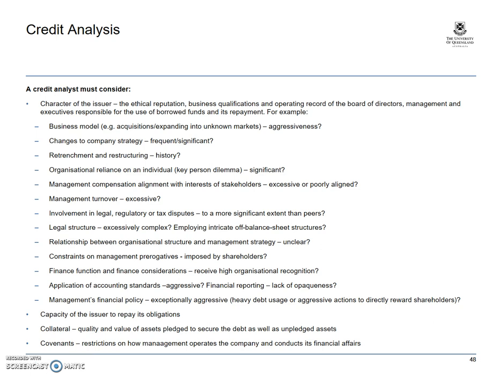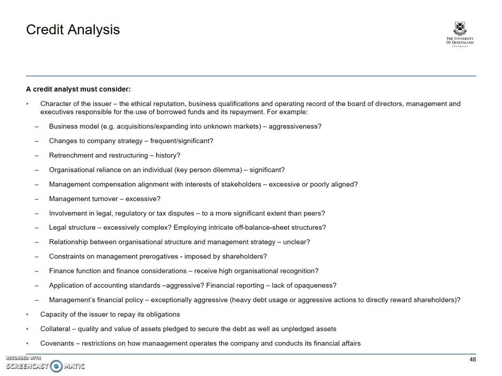What's the compensation for the management, and how aligned is it with shareholders? Is it excessive? Is it poorly aligned? Does it incentivise too much risk? As a debt holder, you don't want the firm to take on too much risk. What's the management turnover? How stable is the team?